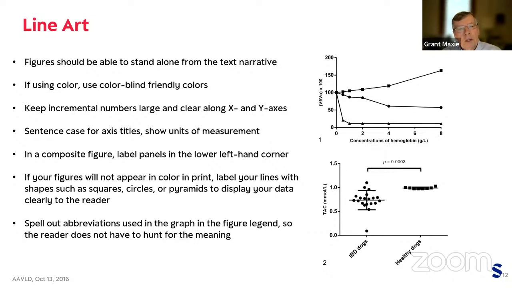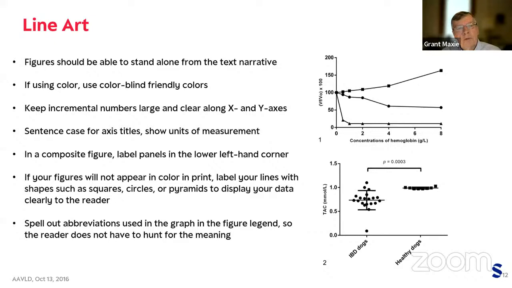The incremental numbers on the axes should be minimal, 5 or 6, not like in that one that Paco showed where you've got 15 or 20 along a line, which is really too busy. So you're trying to make some emphatic points here rather than show incredible detail. We use sentence case for axis titles, and we show units of measurement. Again, it should be comprehensible at a glance to readers.